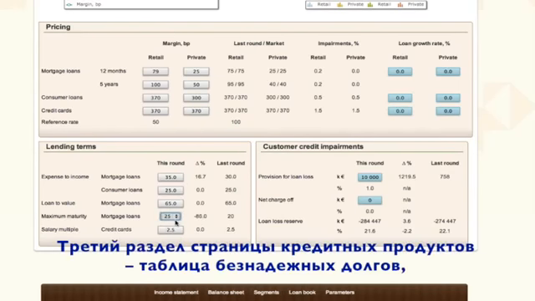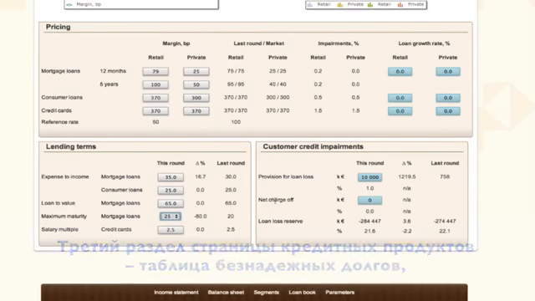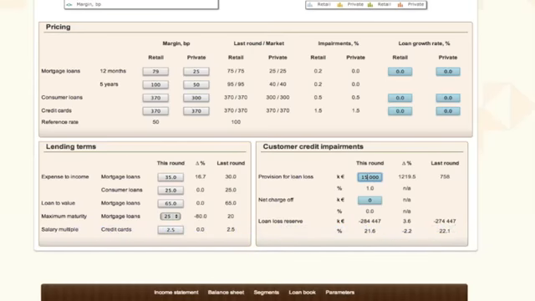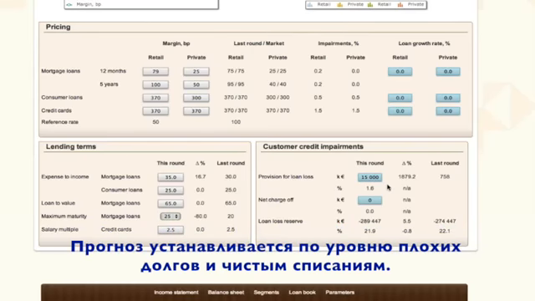The third part of the credit products page is the credit impairments table, which allows for the estimation of bad credit on an aggregate level. Estimation options are provided for loan loss provisions and net charge-offs.